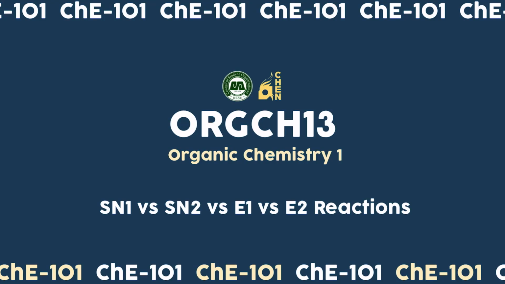Welcome back to another video of Che 101, which is actually a project organized by the Academic Committee of the Chemical Engineering Society. Today we'll be discussing a topic under Organic Chemistry 1 that is typically discussed at the latter part of the term. So essentially we'll be discussing how to predict what product will be formed given a certain condition, and that involves us choosing whether an SN1, SN2, E1, or E2 reaction will occur.